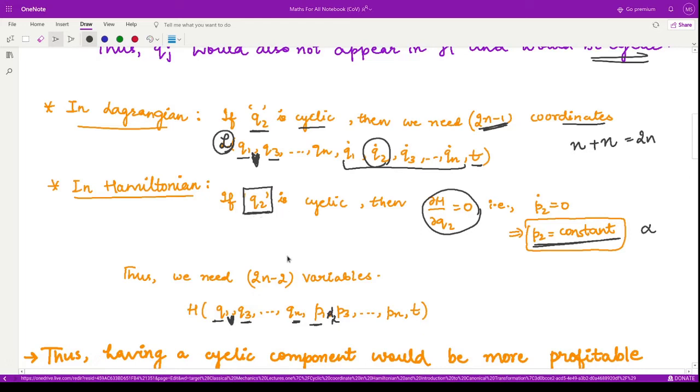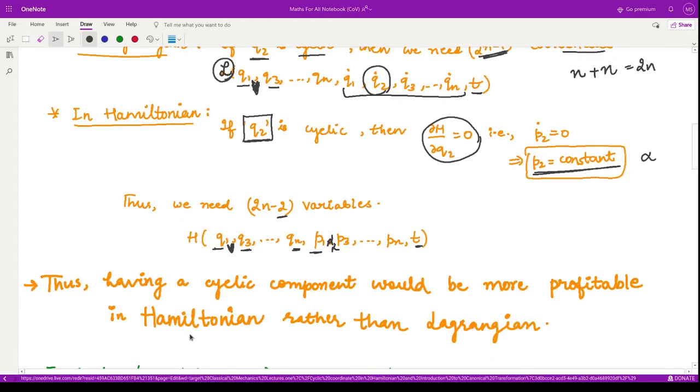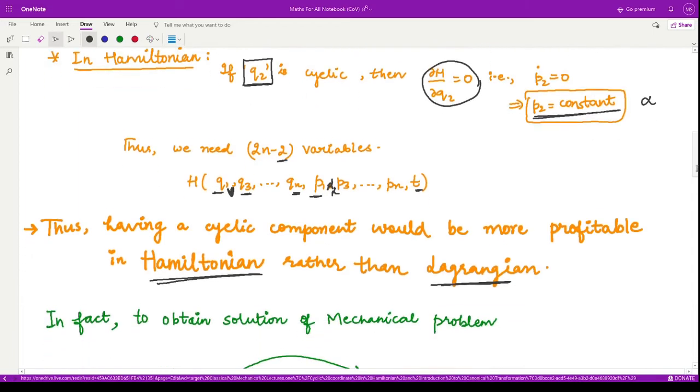Because alpha is a constant, with one cyclic coordinate, two variables are eliminated. That means we are only left with 2n minus 2 variables if you ignore t. So in total we have 2n minus 2 variables. Thus a cyclic coordinate is more profitable in the Hamiltonian approach rather than the Lagrangian approach. So this is one advantage of cyclic coordinates, which is seen more profoundly in the Hamiltonian approach.